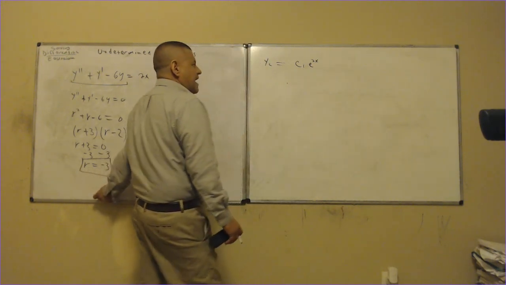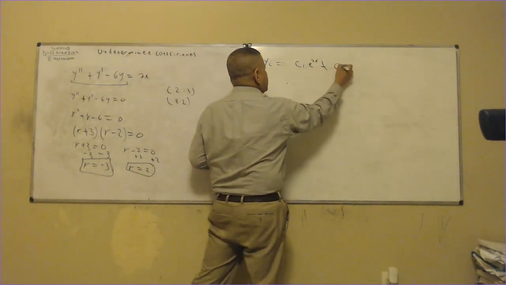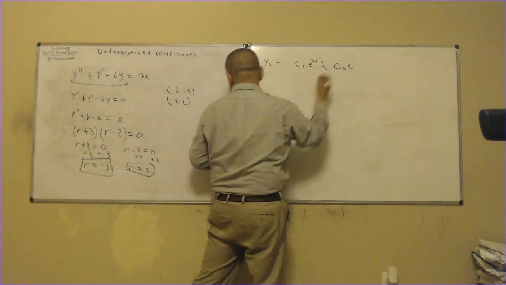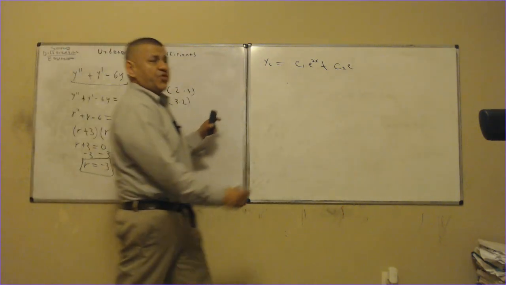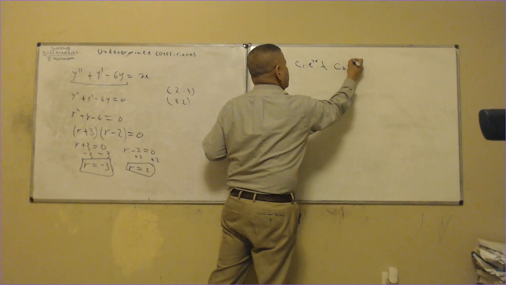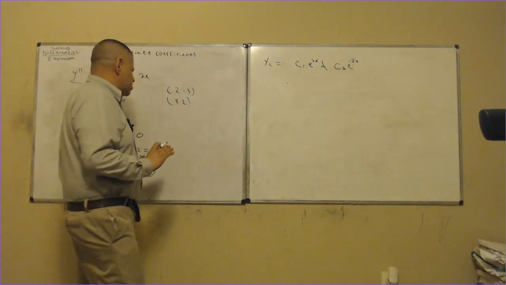So now I got plus c2 e to the negative 3x, right? That is my complementary solution.